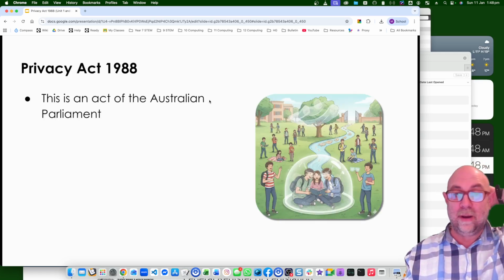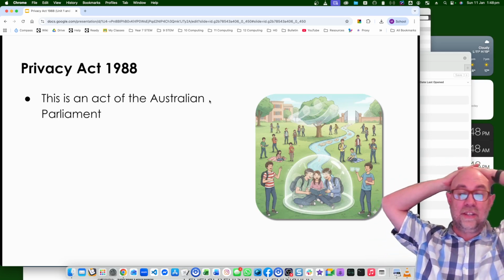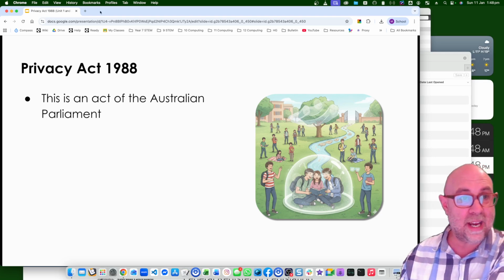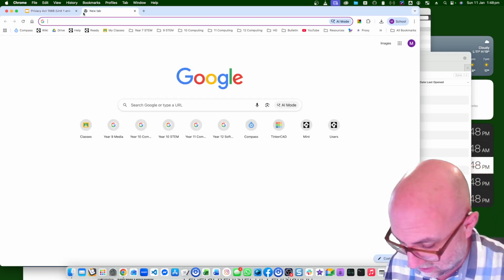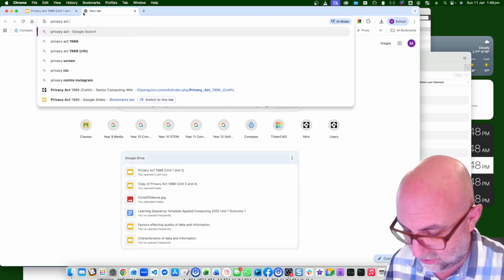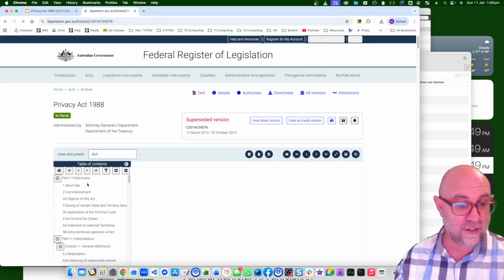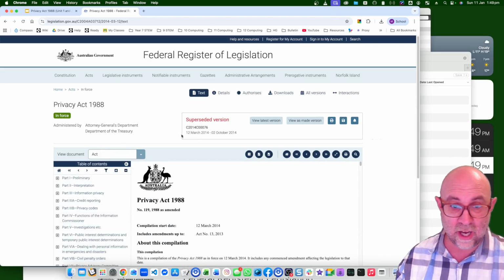First of all, let's talk about what the Act is. Well, it's an Act of the Australian Parliament. So, it was a bill that was posted, and now we can actually see it. So the Privacy Act of 1988, you can in fact see the entire Act. If you look here on the register there in fact is the entire Act.